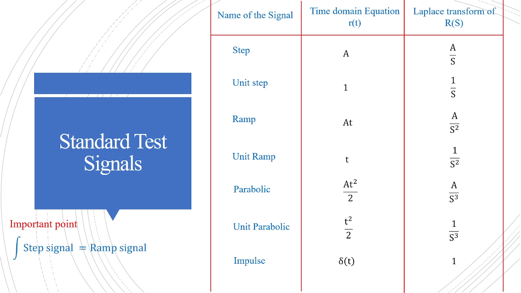Another important point, if you look into the table, integration of a step signal will resemble a ramp signal. You see here, the step signal, if you integrate this value, the answer would be equivalent to the ramp signal, and if you integrate the ramp signal, the output would be a parabolic signal. So this important note you should keep in your mind.